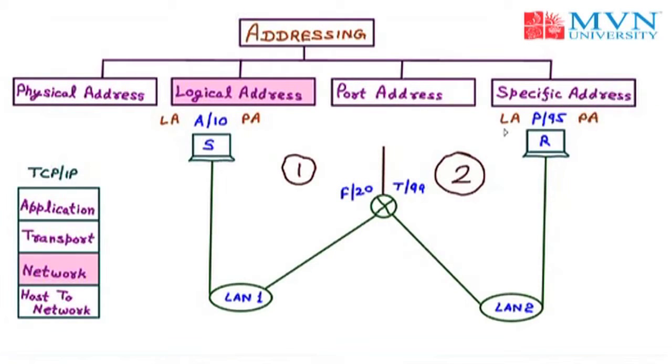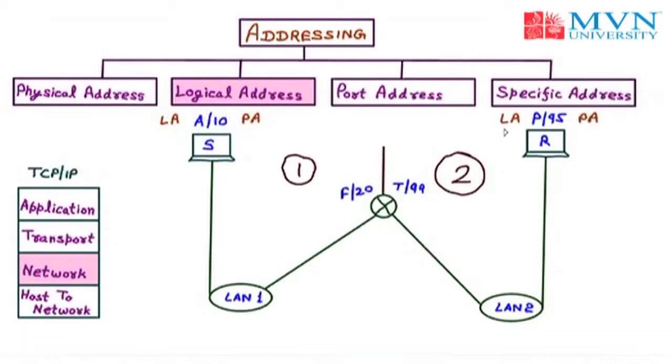Now as we are working on the network layer, that means the logical address is part of the network layer, so we will only consider the network layer as well as the host network layer, that means the data link layer, and we will skip the application and transport layers. At the network layer we have the logical address, and at the data link layer we have the physical address. So we will consider the physical address and the logical address in the diagram.